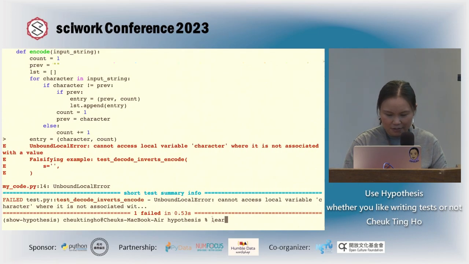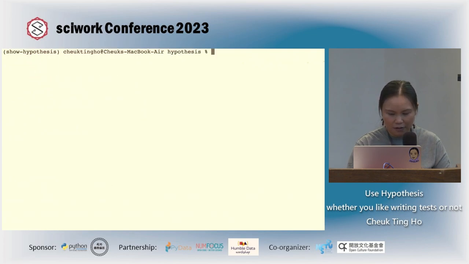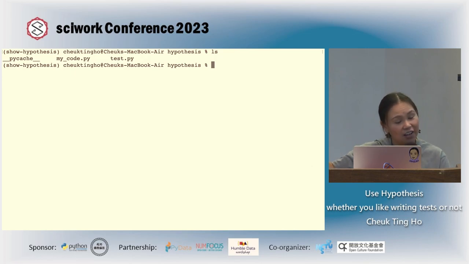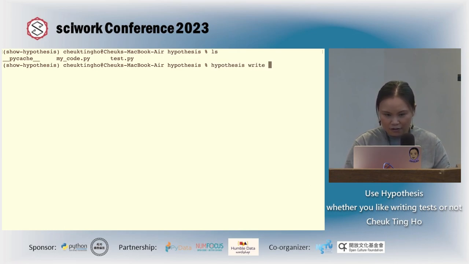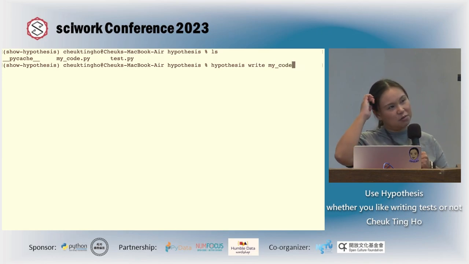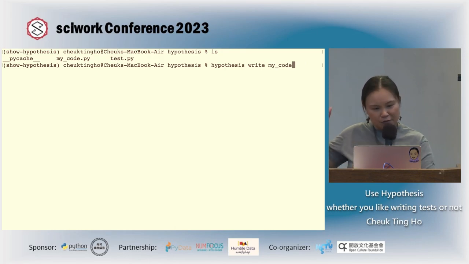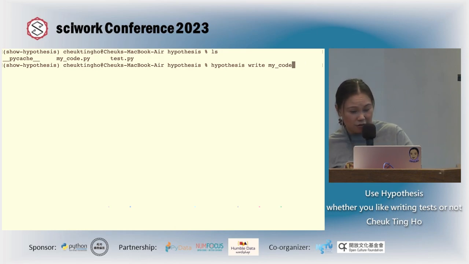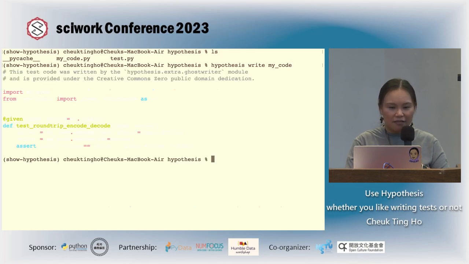Let's clear this up. Now, let's do what I want to do. So, remember we have the my code file. How about we write some tests for my code? So, hypothesis, right? My code. Remember not to put .py there, because it's supposed to be the name of the module. So now I'm treating my code.py as a module, so don't put .py there.